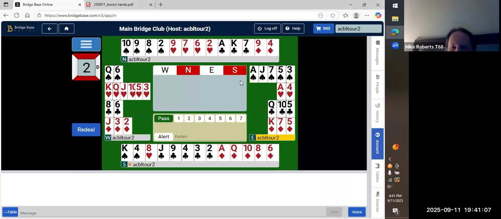So East is the opening bidder. They have 14 points and a good 5-card suit. This isn't quite enough to open a no trump, and we will open a spade.